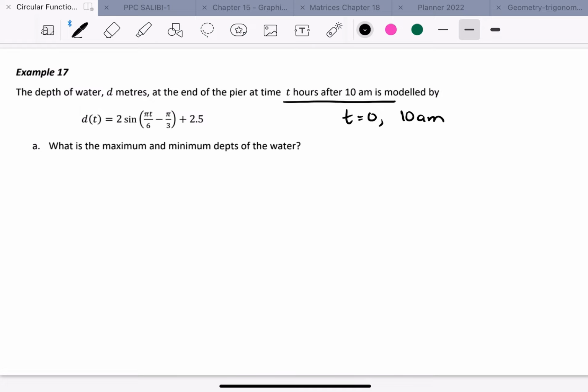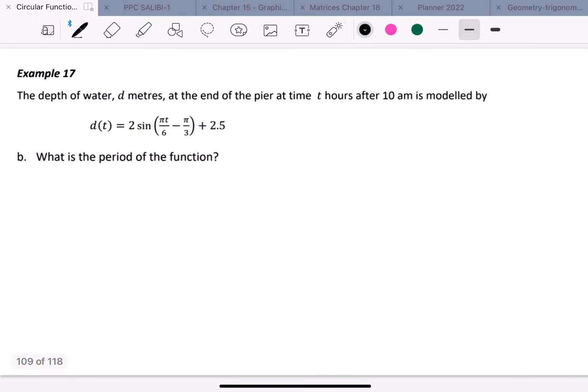Part A, what is the maximum and minimum depths of the water? Again, I can quickly sketch this on my CAS calculator to be able to figure this out, or I can do this by hand, probably faster. Usually my sine maximum minimum is 1, but the amplitude is 2, so it's going to be 2 and negative 2, and then I'm going to add 2.5 to it. So that will be a maximum of 4.5 meters and 0.5 meters.